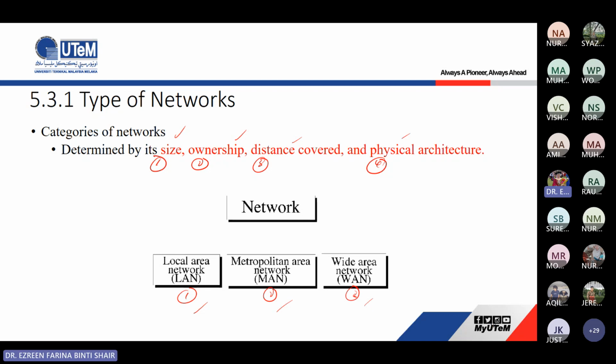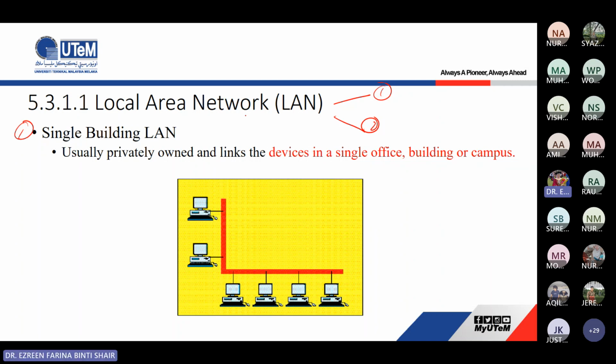First of all, let's look at the first one, which is the local area network, LAN. For local area network, we have two types: single building LAN and multiple building LAN. For single building LAN, the devices are limited to a single office, building or campus. So this is an example of a connection of a single building LAN. You have several devices, computers here, connected to a link. But this connection is limited to an office, building or campus. So this is what we call a single building LAN.